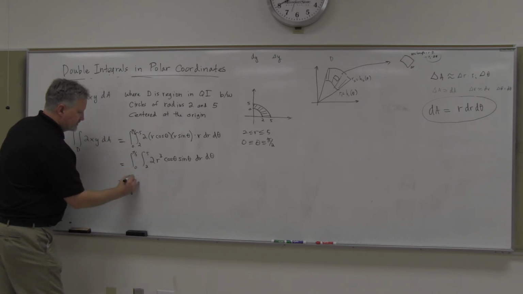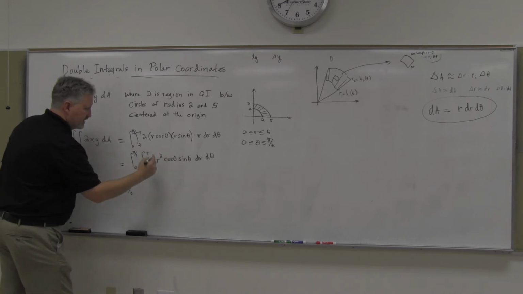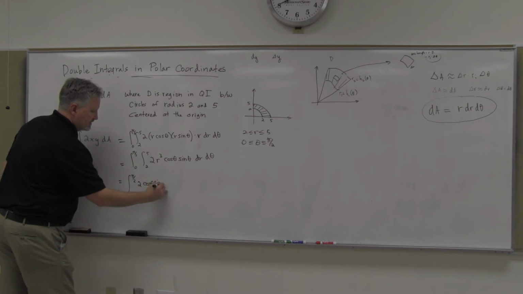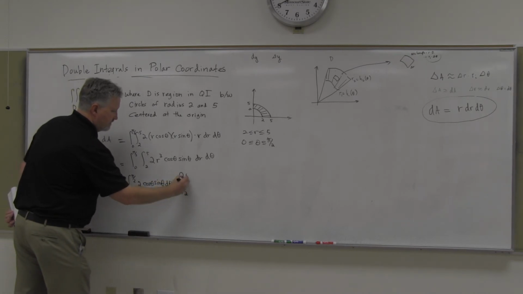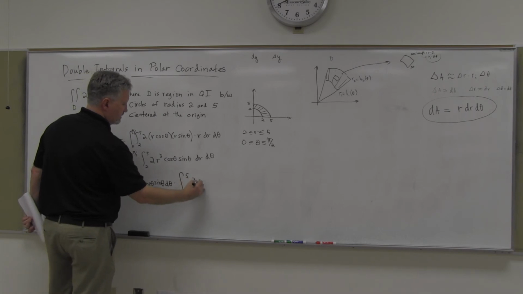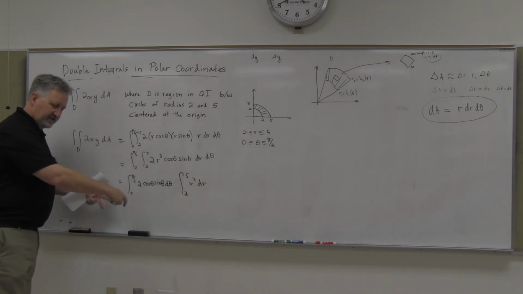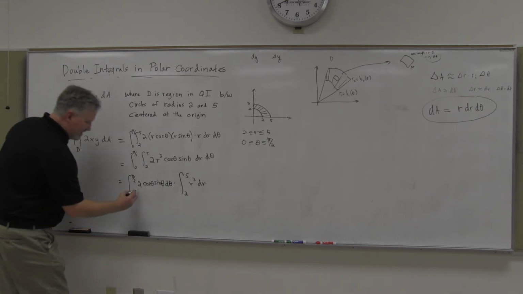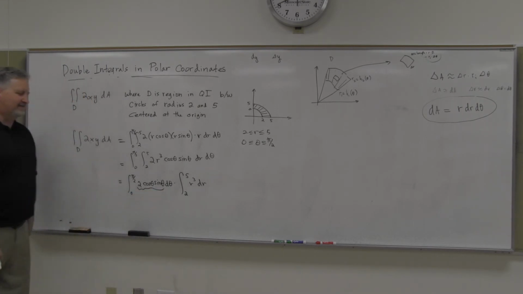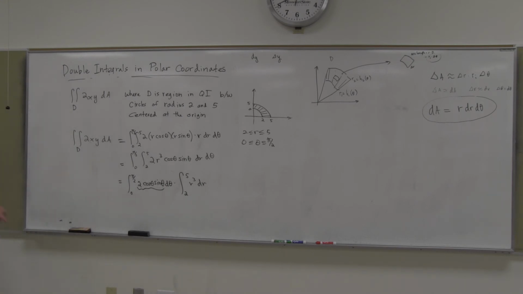And here's what I'm going to do. What that says is I can split them up: do the 2 cosine theta sine theta d theta, times the integral from 2 to 5 of r cubed dr. As long as you've got those conditions met, you can do that. Here's the other thing. You can just leave it that way and do U substitution.